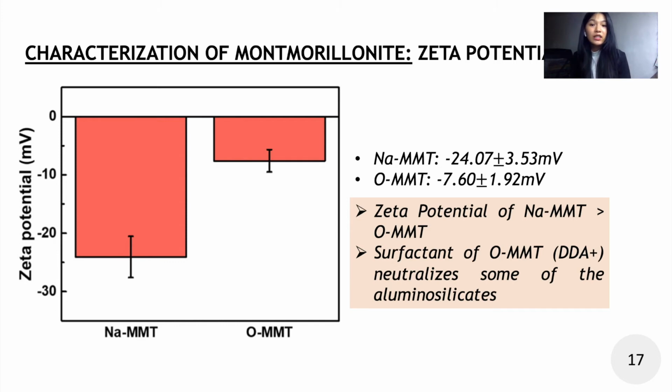For the zeta potential of the Montmorillonites, NaMMT has a zeta potential of negative 24.07 millivolts because of the negativity that the aluminosilicates emit, while OMMT has a lower zeta potential of negative 7.6, which is due to the surfactant which neutralizes some of the aluminosilicates present.